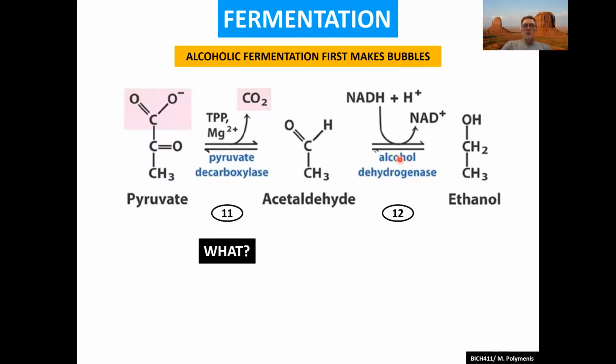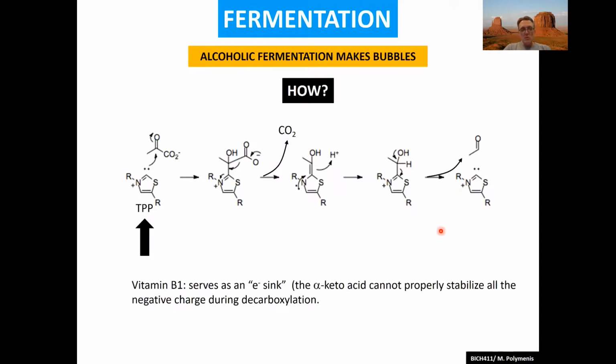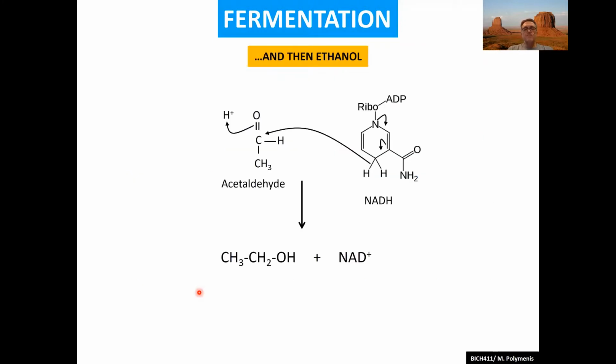this is what we just described, right? TPP was an essential cofactor for decarboxylation, and then alcohol dehydrogenase came in and made us ethanol. So we described all this. If you want to read them again, you can see the slides, you can see the video. By the way, TPP is called vitamin B1. And again, the main point is to serve as electron sink.